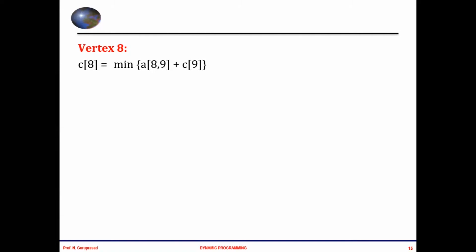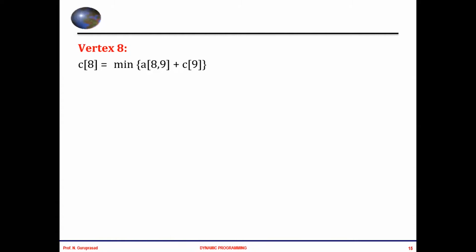Based on the algorithm that I had shown you earlier, the formula for C of 8 is minimum of A of 8 and 9, correct? Because we are talking about the edge that connects vertex 8 to 9. When you say C of 8, we came to vertex 8 from 9. Please understand this. We came to vertex 8 from vertex 9. So we wrote A of 8 9. That is the cost from 8 to 9 plus C of 9, correct? Plus C of 9, right?